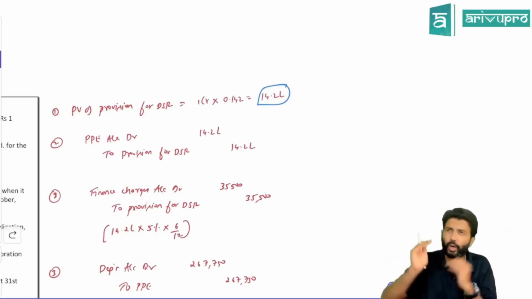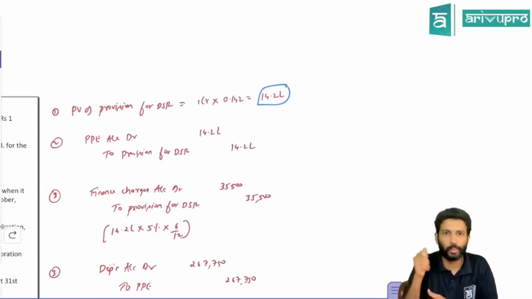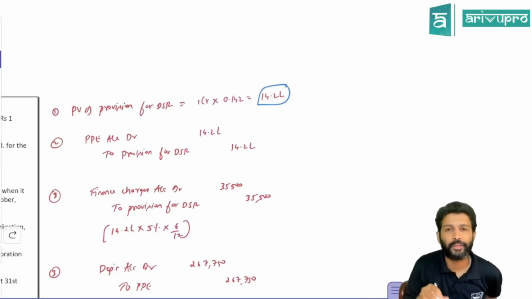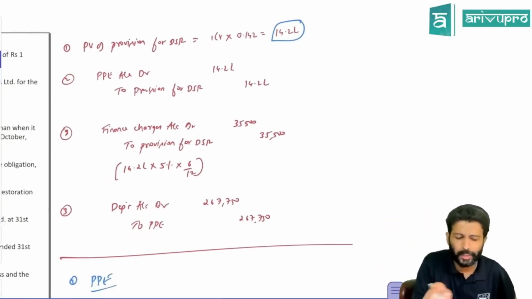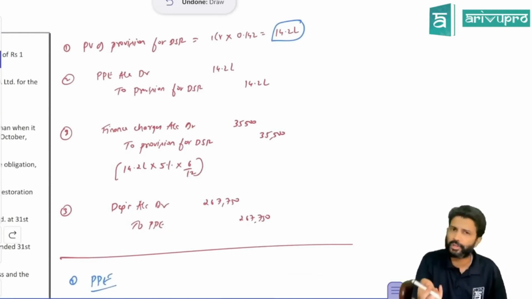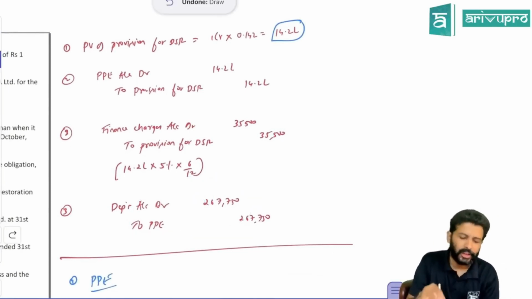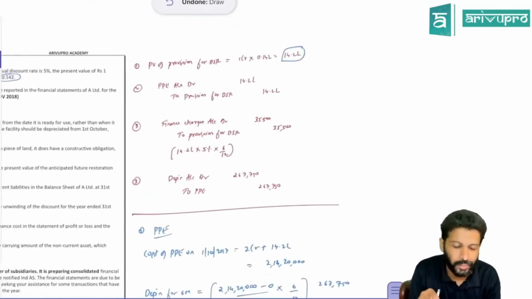Then have you paid anything? No, you will pay at the end. So provision for DSR to bank will not come now because payment will happen after 40 years. Okay. And these finance charges will be transferred to P&L, and depreciation also you need to charge. The entry for depreciation is depreciation to PP. So what will be the value of provision?